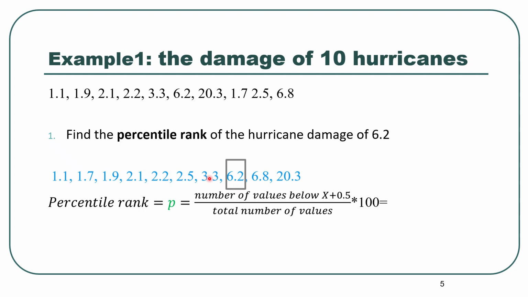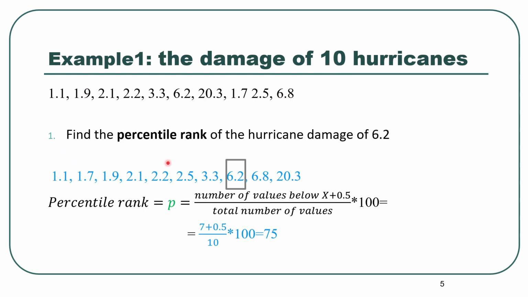So I'm going to count 1, 2, 3, 4, 5, 6, 7. So I have 7 values below 6.2, so that part would be 7. And I'm going to add half to it, divided over the total number of values. How many total numbers do we have? We have 10. It is written in our title, but even if it wasn't, I can just go ahead and count these.